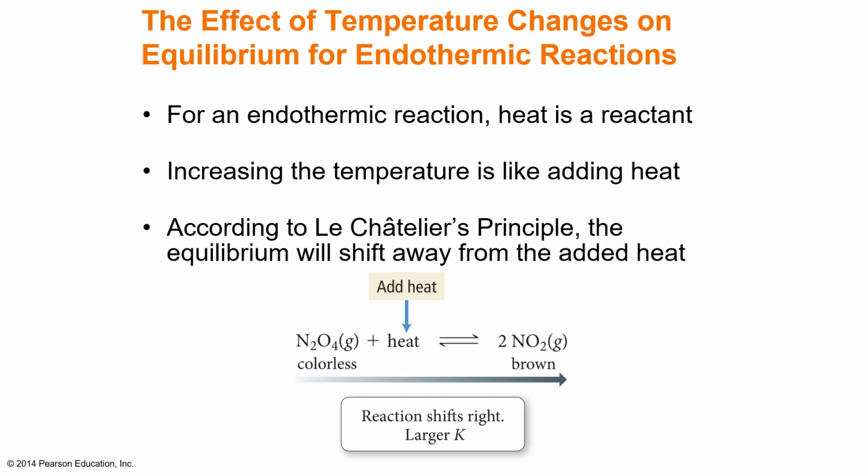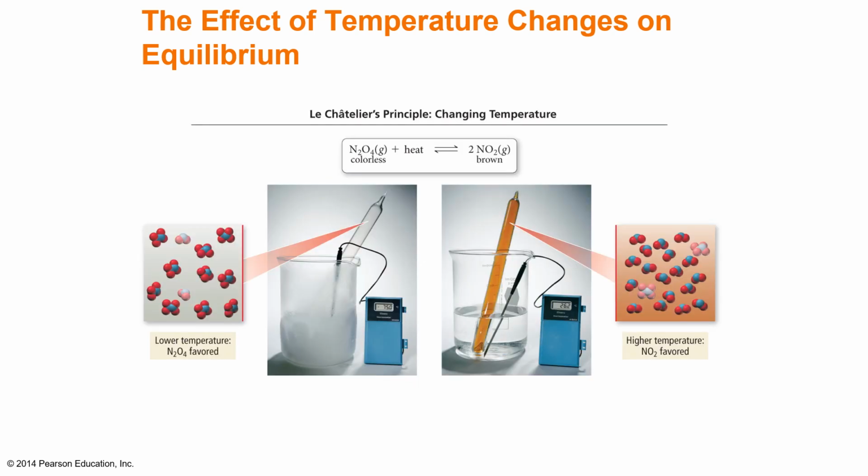If we look at a particular chemical reaction, we can see this effect by a color change. So you have dinitrogen tetroxide. It's a colorless gas. It's an endothermic reaction. And we have nitrogen dioxide, which is a brown gas. By looking at the color change, we can see the equilibrium shift occur.